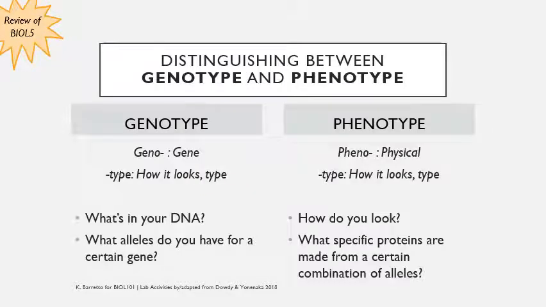So when we're thinking about what we have in our genes, which specific alleles we have, that is our genotype. It's our type of genes. It's what's in your DNA, what alleles you have for a certain gene. But the protein product that we either see or detect or know is present is our physical type. It's our phenotype. So that's how you look. It's what specific proteins are made and distinctly used from certain combinations of alleles. So we're going to look at specific genotypes and see how those give rise to different phenotypes.